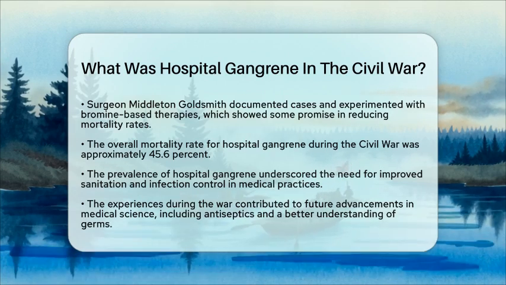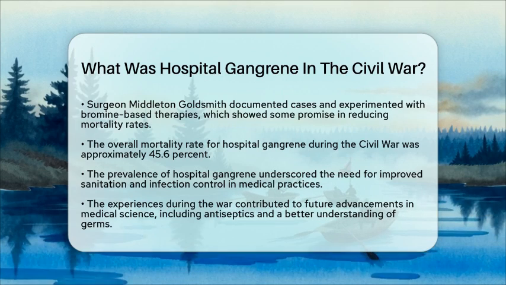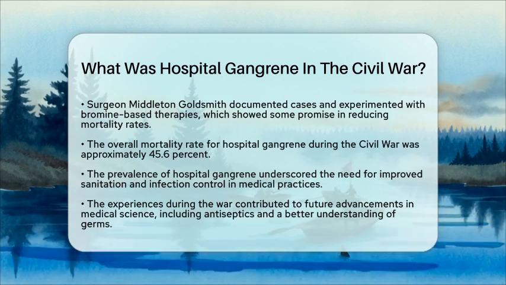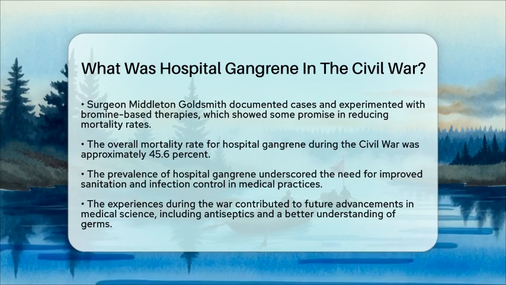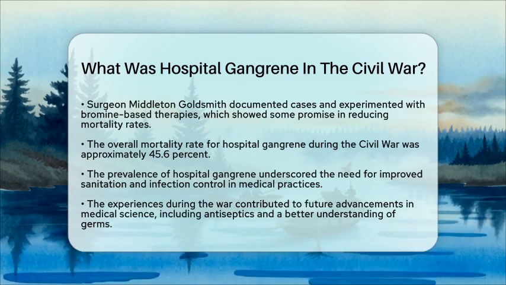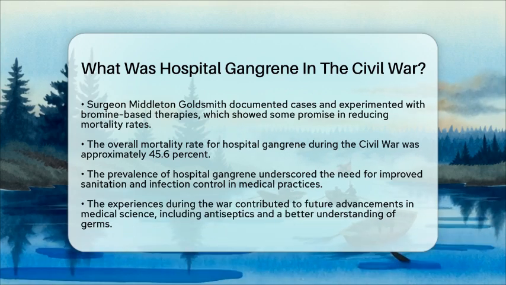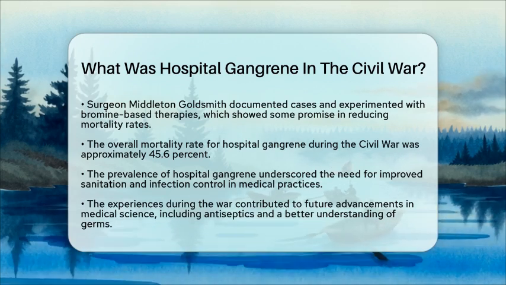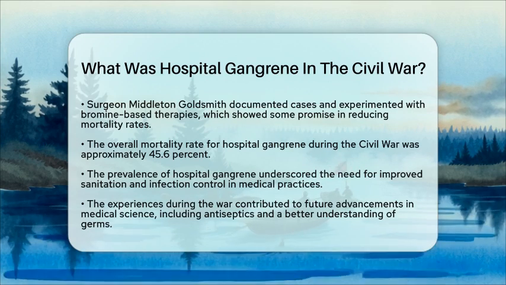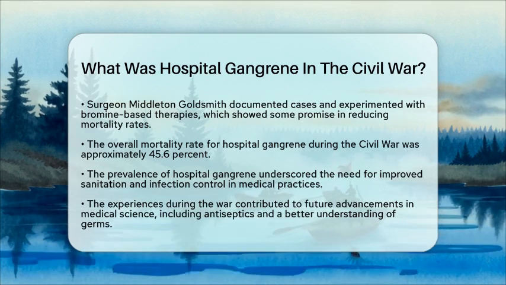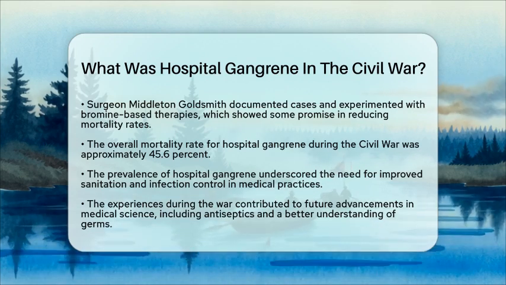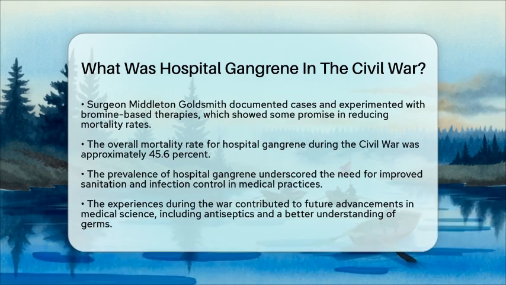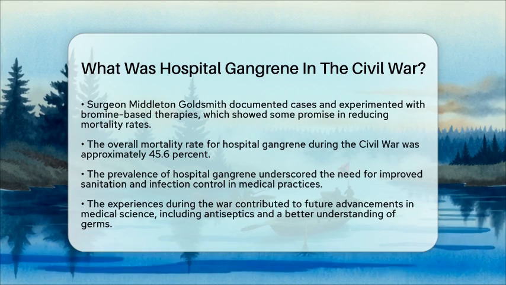The prevalence of hospital gangrene during the Civil War highlighted the urgent need for better sanitation and understanding of infection control. Although the war itself was a time of suffering, it also laid the groundwork for future advances in medical science, including the development of antiseptics and a better understanding of germs. Hospital gangrene was a tragic reminder of the challenges faced by medical professionals and the soldiers they treated during this tumultuous period in American history.